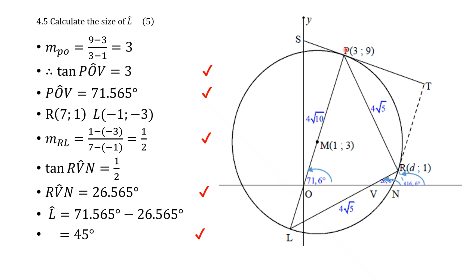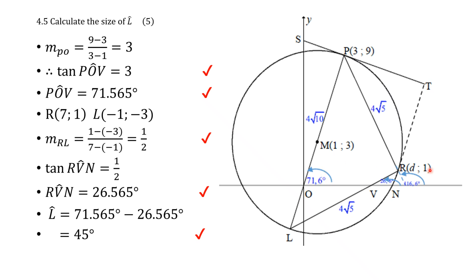This one also, so we always find these angles using gradient. Right, so if I say gradient of PO, from P to O, would be 9 minus 3 over 3 minus 1, which gives me 3. If I say tan theta equals 3, so always my angle starts from the x-axis till it makes contact with the line. Shift tan 3 would then give me 71,565 or 71,6 degrees, right?